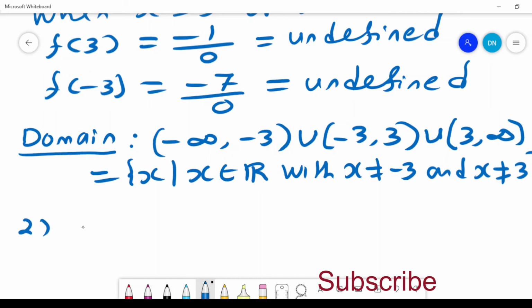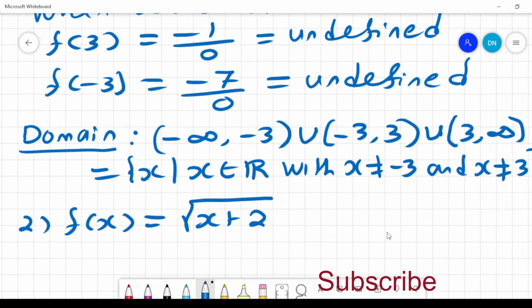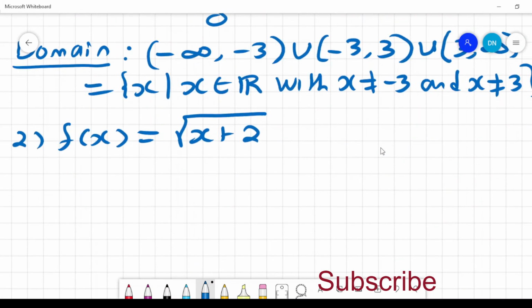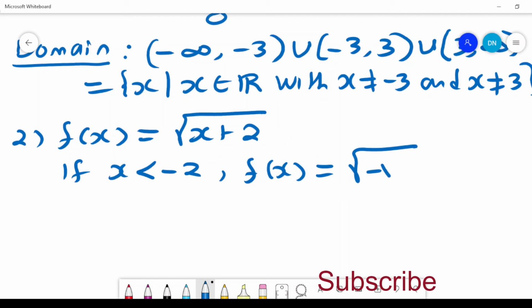Another example is if we are dealing with the square root. For example, f of x is the square root of x plus 2. Remember, we do not want to get the square root of a negative number. So we know that if the value of x is less than negative 2, then f of x will be equal to the square root of a negative value. And that's what we want to avoid.